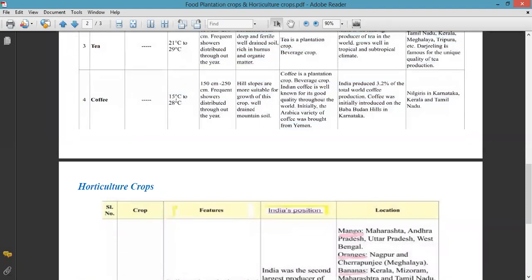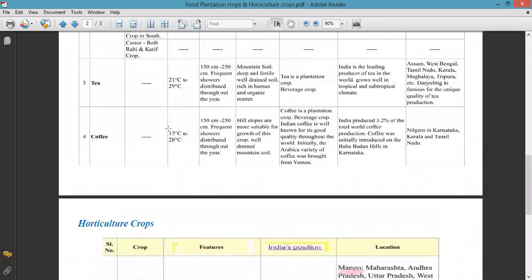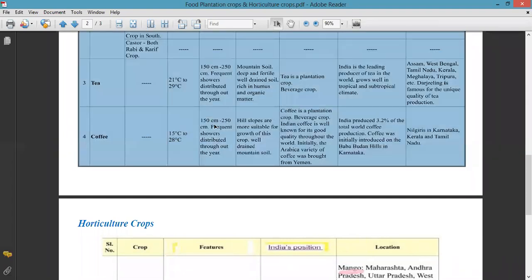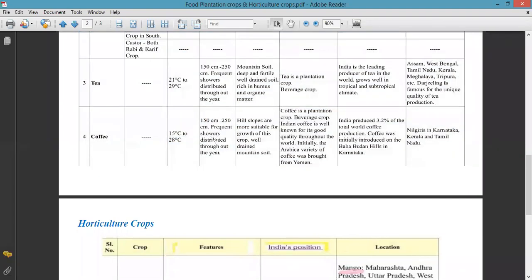Coffee is also not season dependent. It will grow in more months throughout the year. Suitable temperature is 15 degrees Celsius to 28 degrees Celsius. So coffee plantation requires a lower temperature than tea plantation. The rainfall required is the same as for tea plantation, 150 centimeters to 250 centimeters. Rainfall is the same for tea and coffee. Even the soil is the same as tea. Hill slopes, both tea and coffee will grow only in slope areas.